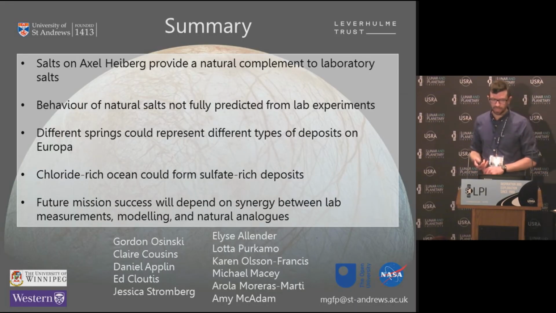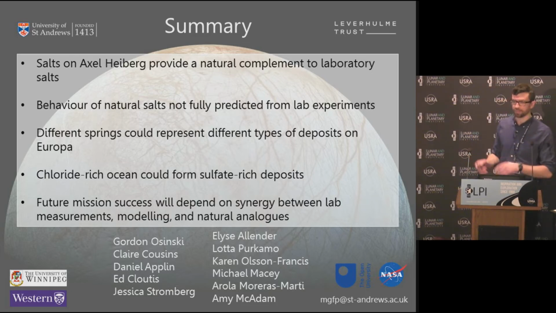So, just to summarize, hopefully I've given you some sense of the value of natural analogs. Salts on Axel Heiberg provide a natural complement to lab measurements, hopefully some kind of synergy there, showing that maybe the behavior of natural salts is not fully predicted by experiment. Different springs on Axel Heiberg could represent different end-member scenarios for deposits on Europa, and really importantly, we could locally at least form very sulfate-rich deposits from a chloride-rich ocean, even if it has just a small amount of sulfate in it. Yeah, so that's basically it.